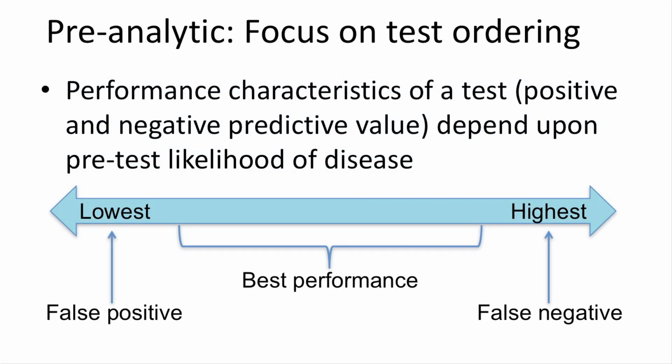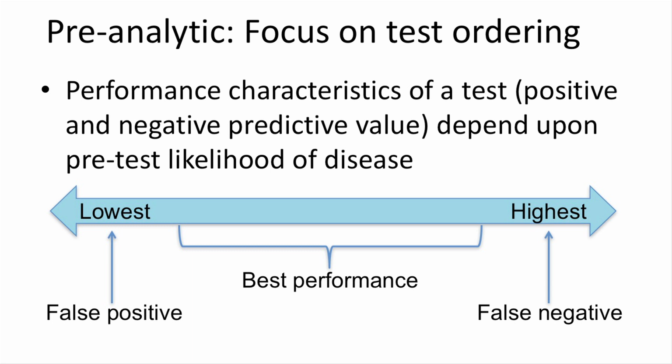So with pre-analytic, we really want to focus on before the test is actually ordered. In other words, we want to try to make sure that tests are ordered in those patients that have a reasonable pre-test likelihood of disease. And if you take anything away from this, and many of you probably already understand this well, because it's Diagnostics 101, it's that the performance characteristics of any test depend upon either what we call the pre-test likelihood of disease or the prevalence of disease in the patient population, if you want to look at it that way.